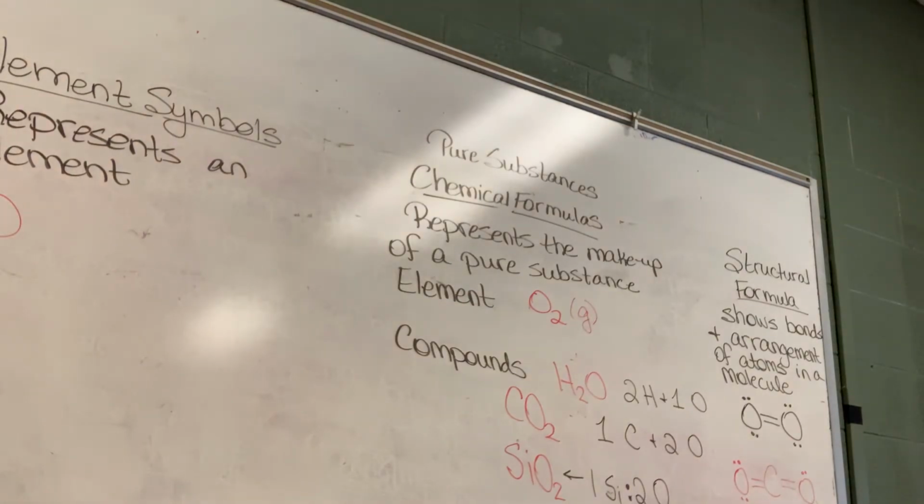But if you look at it, what I want you to be able to do is not draw that, okay? I want you to be able to look at that and say, how many carbons are there? There's one, so I write C. How many oxygens? 2, so you write O2.